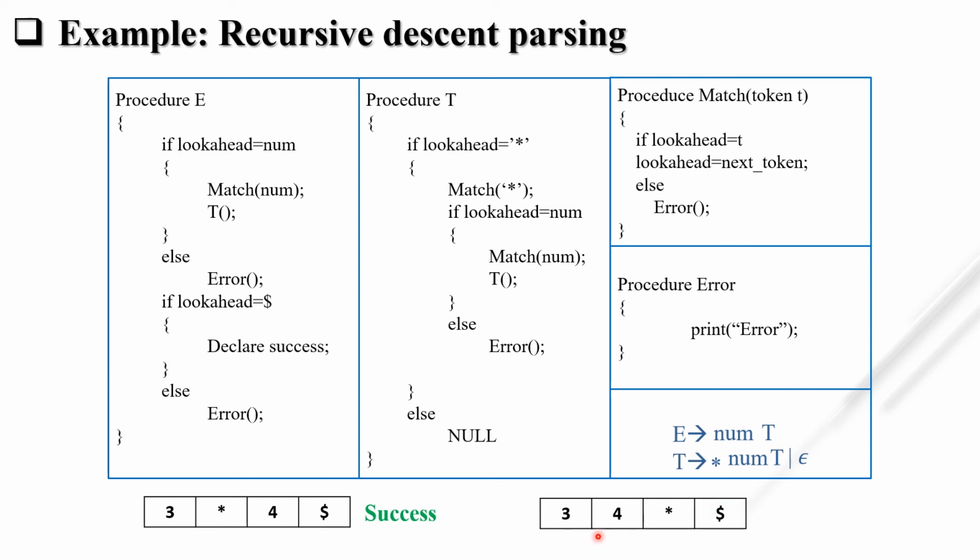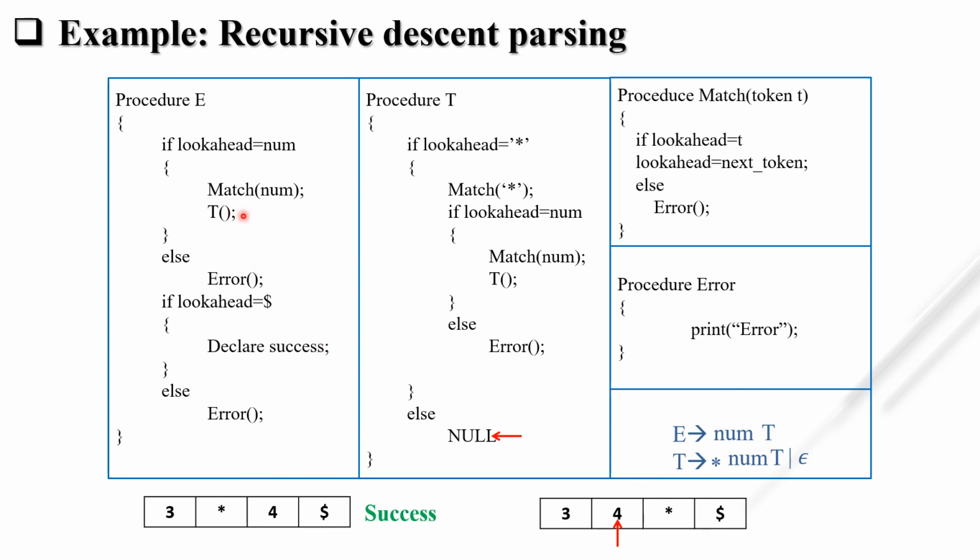Let's see how. Our first input symbol is 3 and our starting state is capital E. So we proceed with procedure E. Then we check if lookahead equal to num, yes, condition true. Then we go to the match procedure. It will check the token and move the lookahead pointer ahead. Now we are here. Now we call procedure T. In T, if it is a star, no, then it will go to check for the null. Is it a null, no. So we are here.